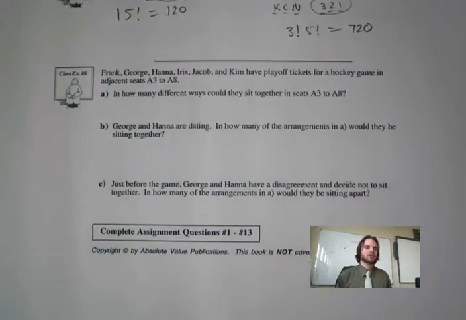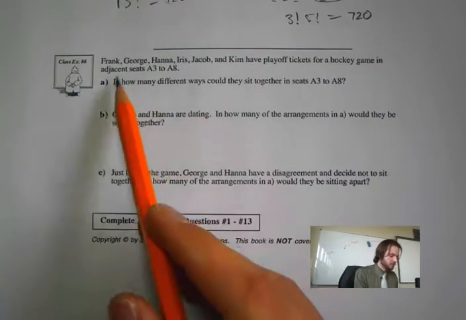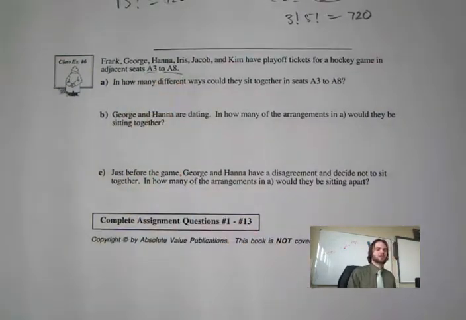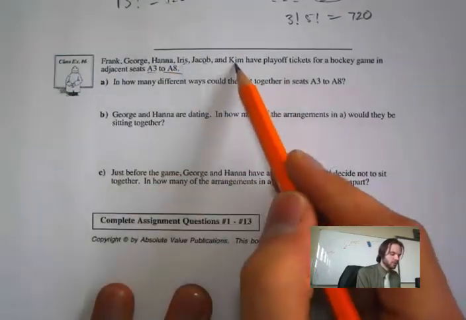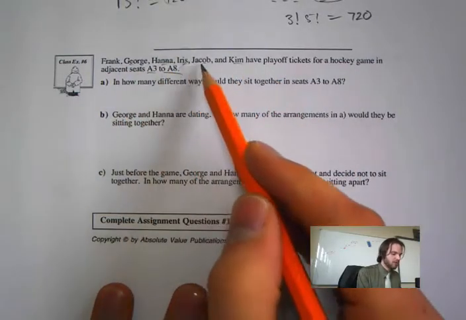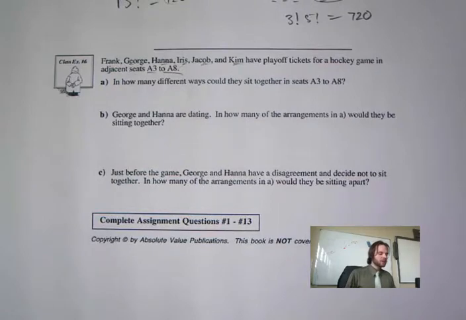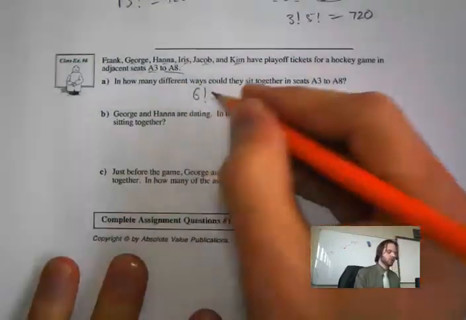Last question, number 6. Frank, George, Hannah, Iris, Jacob, and Kim have playoff tickets to a hockey game in adjacent seats A3 to A8. So they're all next to each other, all 6 of them. How many different ways could they sit together in seats A3 to A8? Well, that's 6 factorial, because they are different people and the order could change.